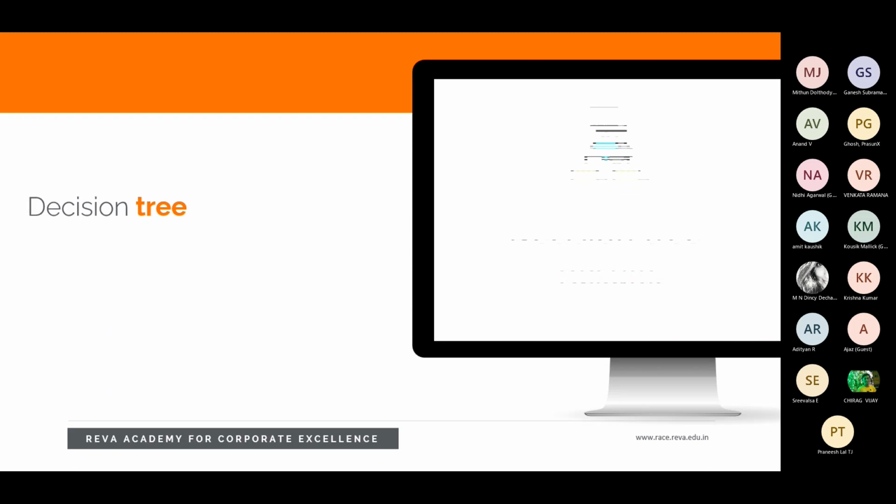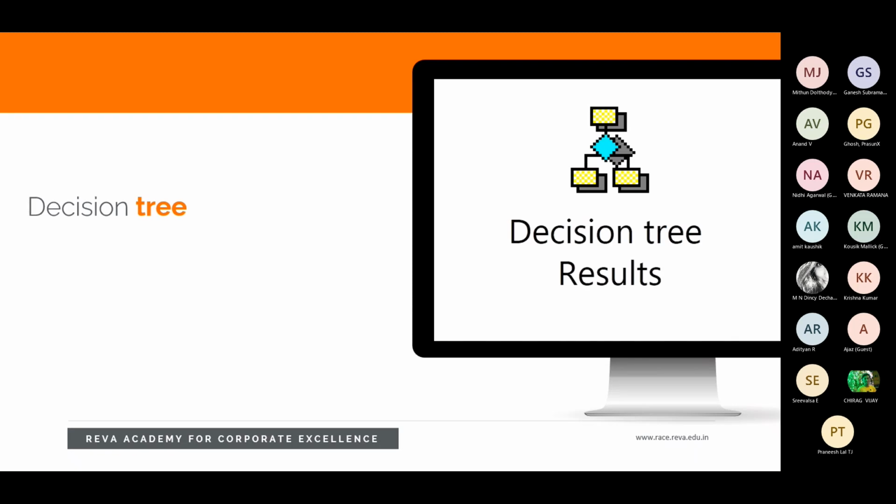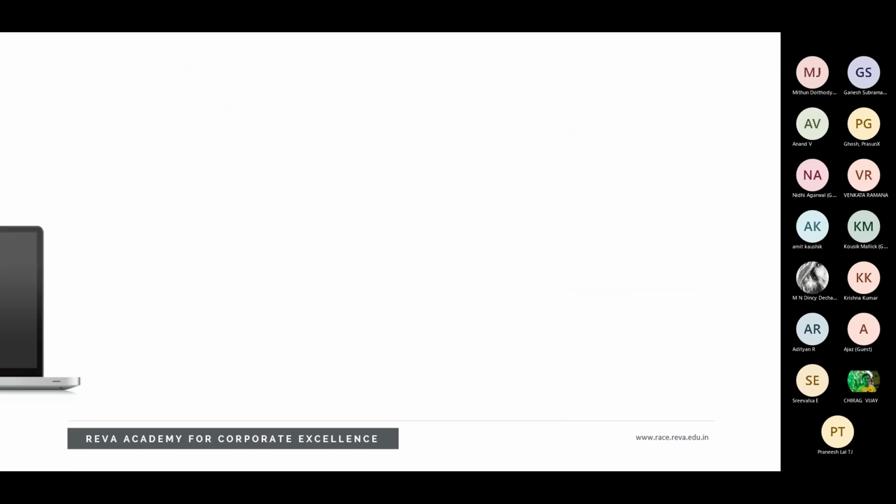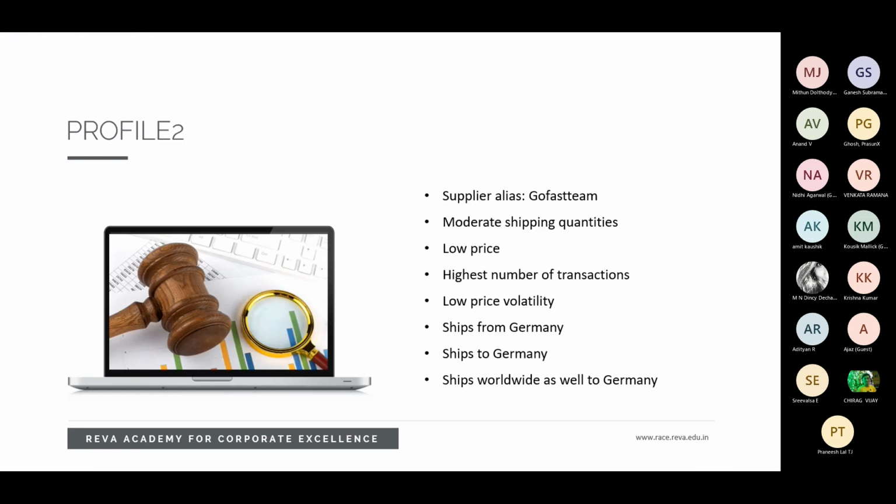Compare it with the profile of the second guy here. I've also done a decision tree. This is one of the algorithms, but I'll just not show you. I'll just skip this slide, right?